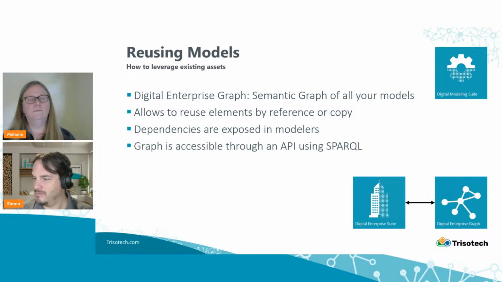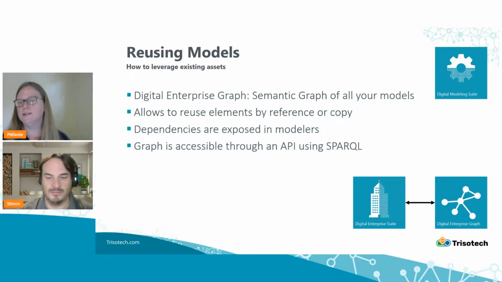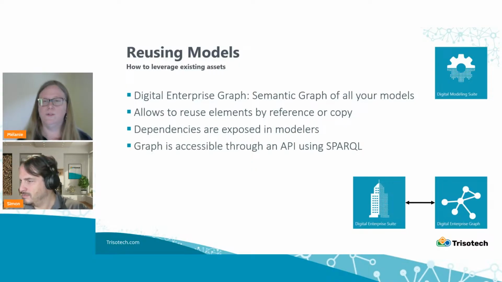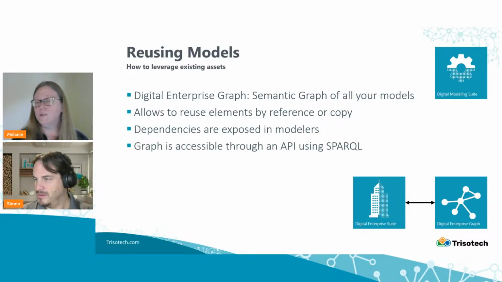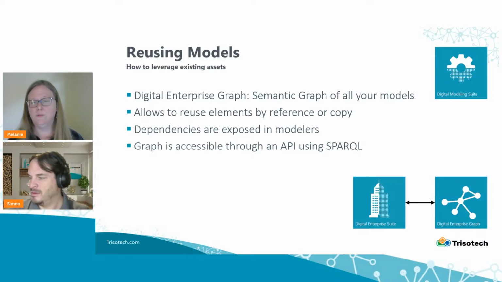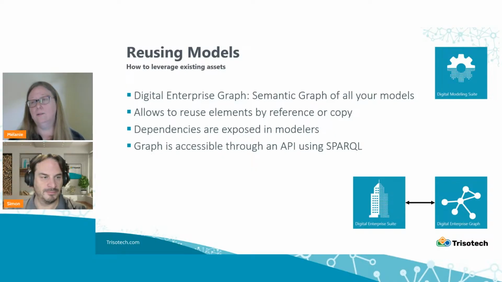So I've slightly hinted at that, but now we'll move on to how we can reuse models throughout all the digital modeling suite. Everything you do in the digital modeling suite gets indexed in the graph. So we have a semantic graph of all your models and their content. That allows you to reuse across different models what you've created. And in each module, you can see the dependencies, where it is used and what it is using.